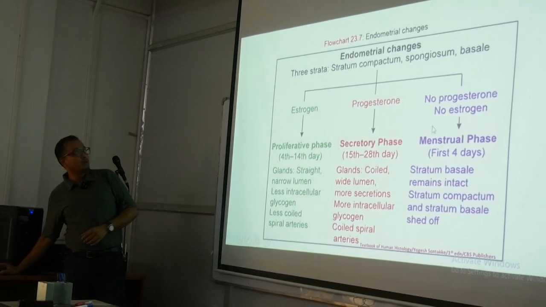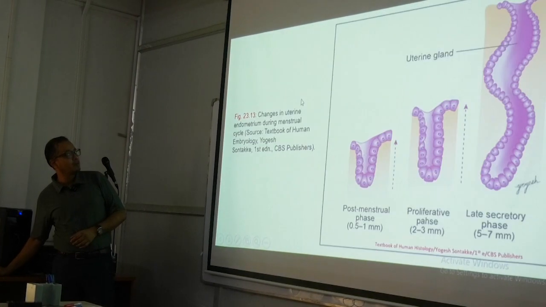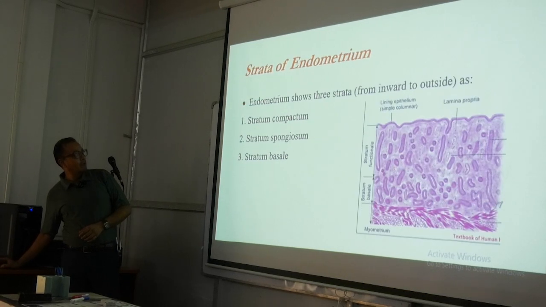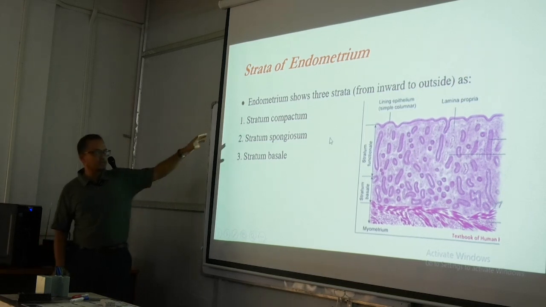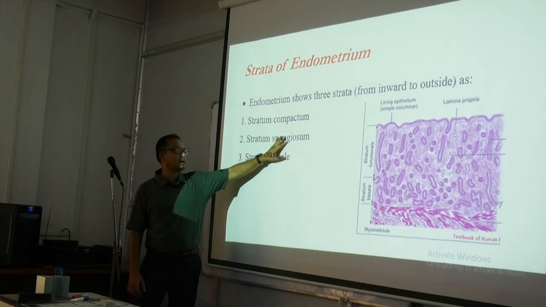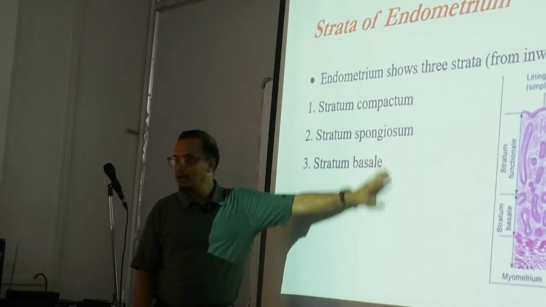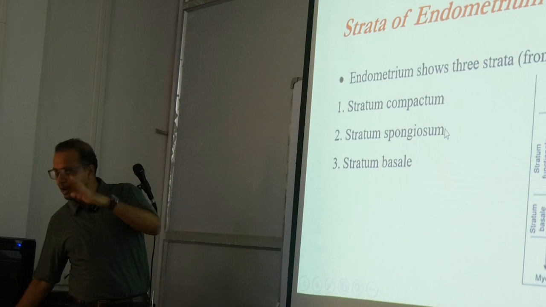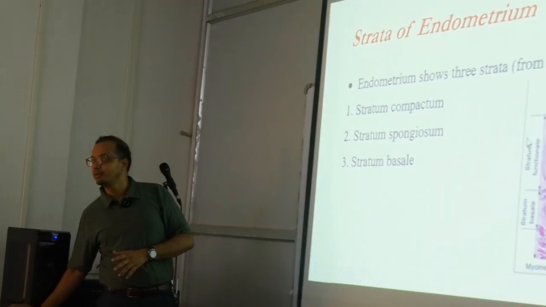Now we have layers present within the endometrium. We have three layers. The layers of the endometrium are called the stratum basale, and then the stratum functionale. The stratum functionale is again divided into two zones, the compactum and the spongiosum. Compactum is the most outer layer and the spongiosum is the in-between layer. But if you cannot memorize that at this point in anatomy, we just restrict ourselves to the stratum basale and stratum functionale.